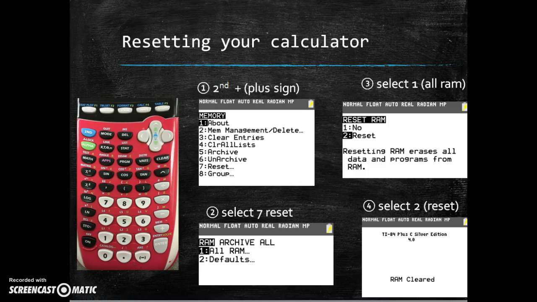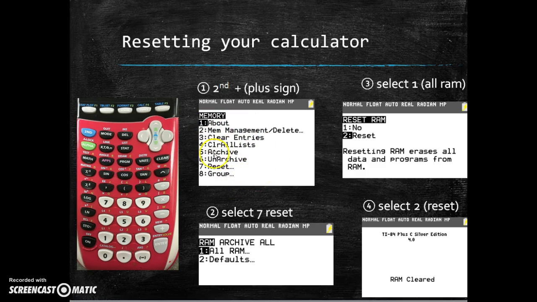So how to reset. I'm basically going to show you the steps that you're going to need to take, and then I'm obviously going to want you to take those steps. First thing it tells us to do is to press second and then plus. Second and then plus. So here's your second key and then plus. Once you hit that, this is the screen that you should see.